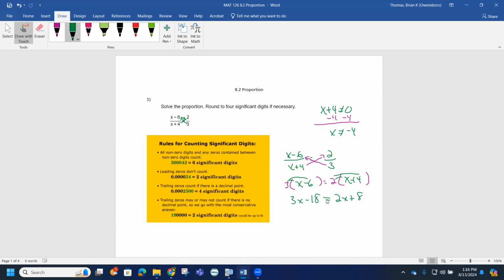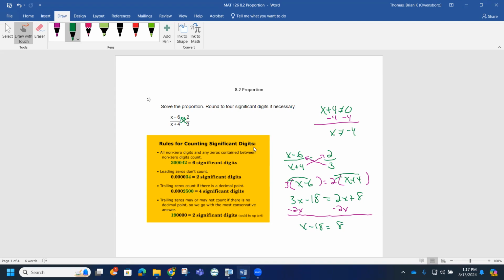And as you learned, since the variable is on both sides of the equation, we pick on what I refer to as the little guy. So the coefficient of 2 is smaller than the coefficient of 3. To get the variable on the same side of the equation, we can subtract 2x on both sides. This allows us to get x minus 18 is equal to 8.